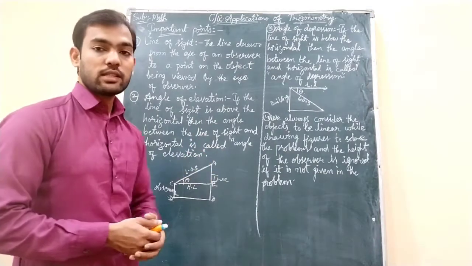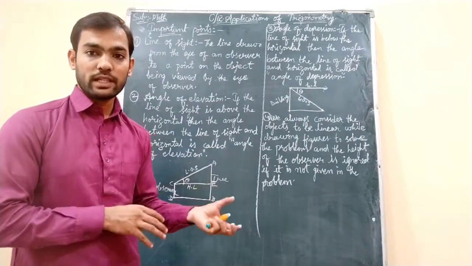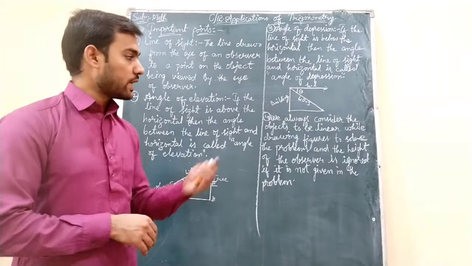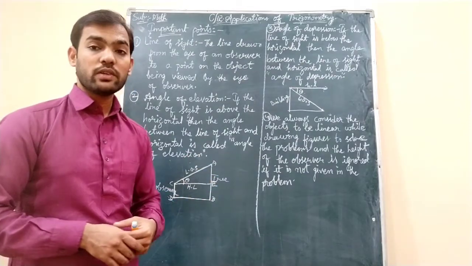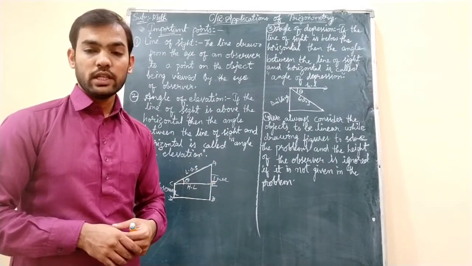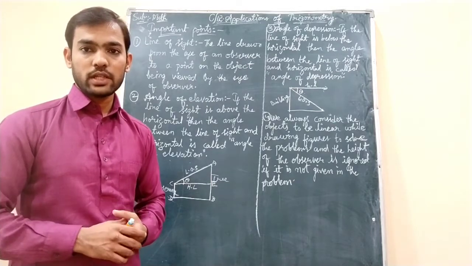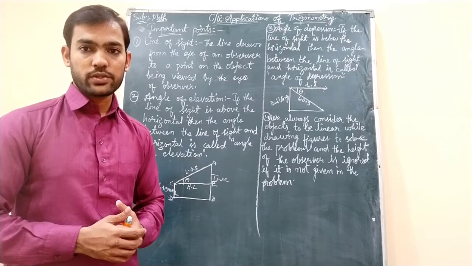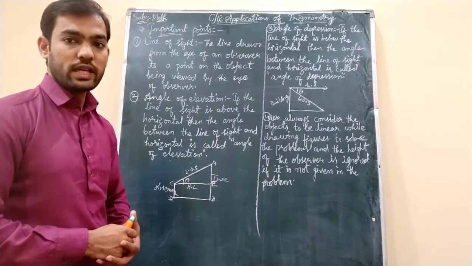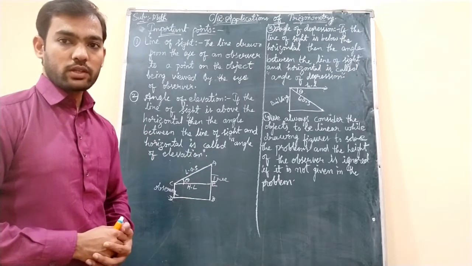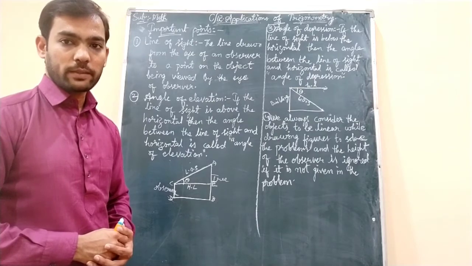Okay, and the last thing is that we always consider the objects to be linear when we draw the diagram, and the observer's height will be ignored if it is not given in the question. Okay, otherwise we will take the height of the observer also if it is mentioned in the question. So note down all these points, then we will proceed to solving the problems of exercise 12.1. Okay.